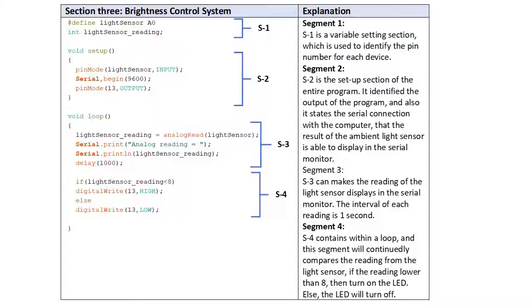Section 3. Brightness Control System. The program can divide into 4 segments. Segment 1 is a variable setting section, which is used to identify the pin number for each device. Segment 2 is a setup section for the entire program. It identifies the output and also states the serial connection with the computer. Segment 3 can make the reading of the light sensor displayed in the serial monitor. The interval of each reading is 1 second. Segment 4 is a process function, which is contained within the loop.